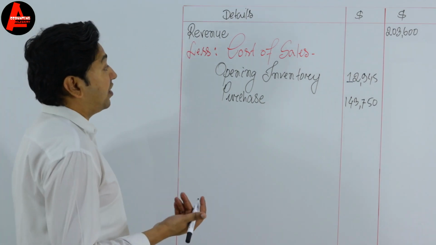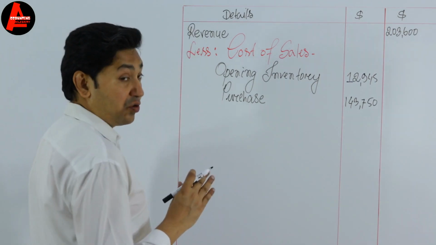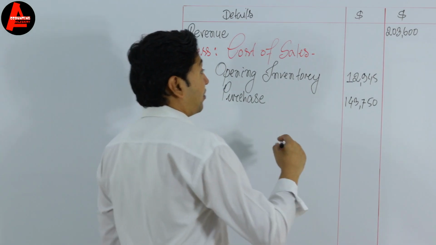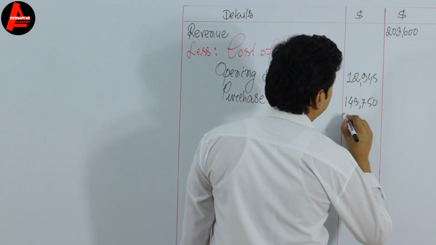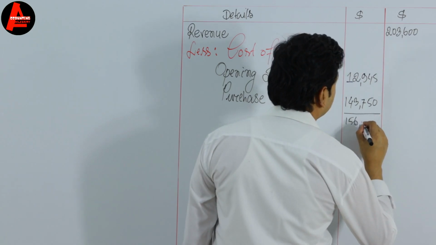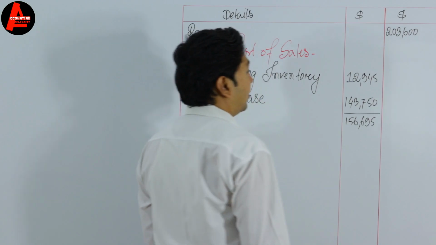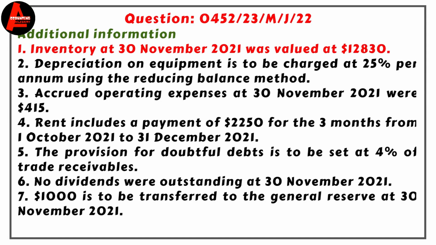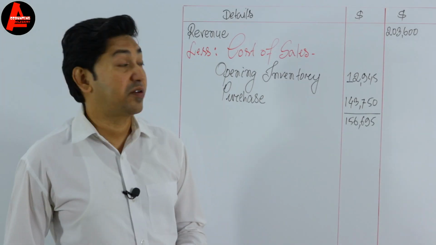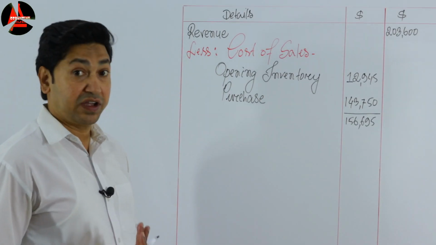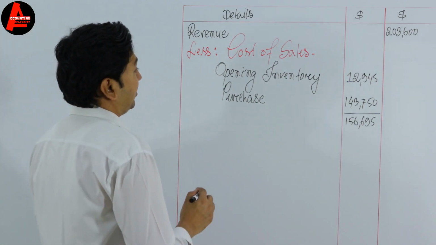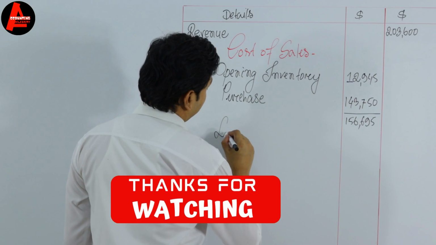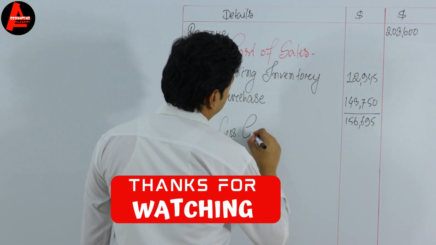Okay, good. Now we will write closing inventory, right? Before we write closing inventory, we need to sum up these two amounts. If we sum them up, we get 156,695, right? Now we will write closing inventory. Let us have a look at the question. Adjustment number 1, inventory at 30 November 2021 was valued at $12,830. This is the end of the financial period, which means it is a closing inventory. We will subtract this closing inventory from this total. So let us write here less closing inventory.